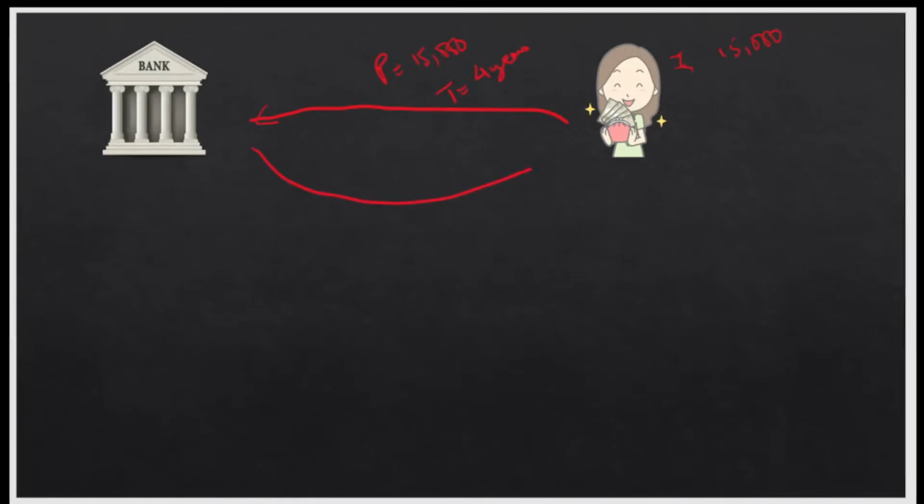At the end of 4 years, when she finally withdraws this amount, she is going to get the 15,000 which she initially deposited plus some extra cash, and this extra cash that she gets is called the interest. So at the end of 4 years she has got the principal and she got interest, and this is the amount that she gets. So amount is principal plus interest.